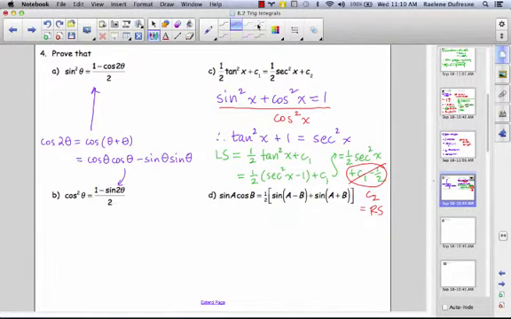Part D is a different proof. This is called the product to, in this case, sum, but it could be a product to sum or product to difference identity. And on the pre-calc resources page, under the pre-calc review materials, you will find all of the trig identities that you need to know, including the product to sum and product to difference identities.